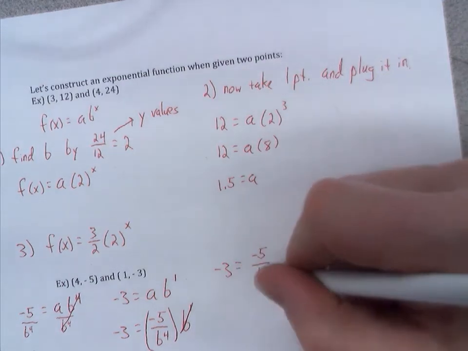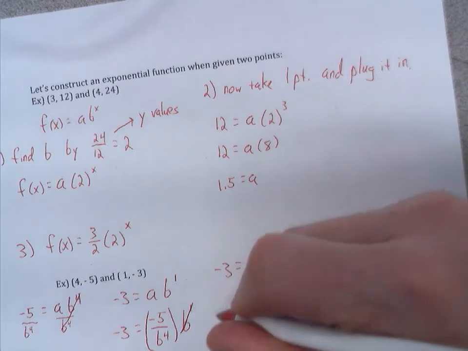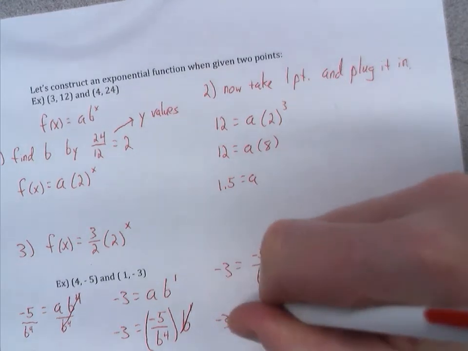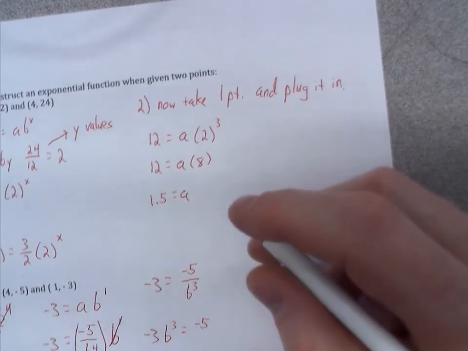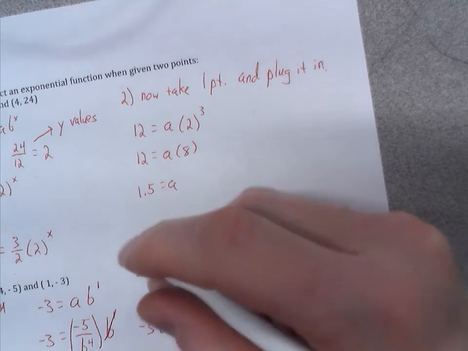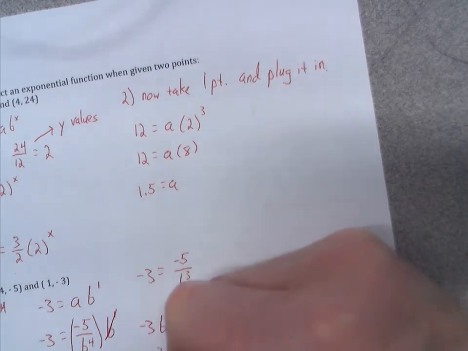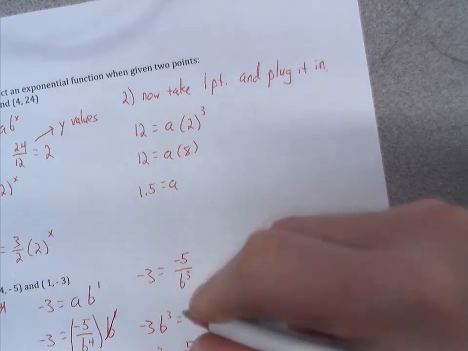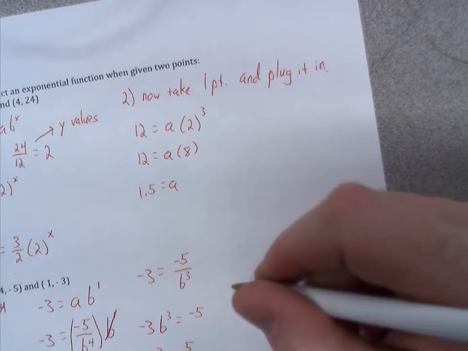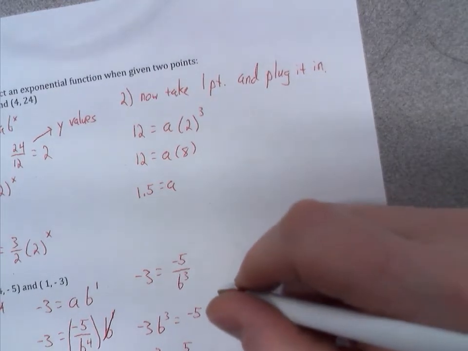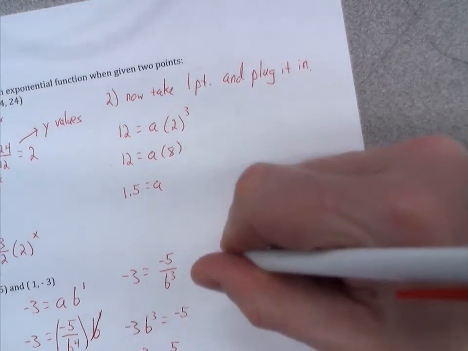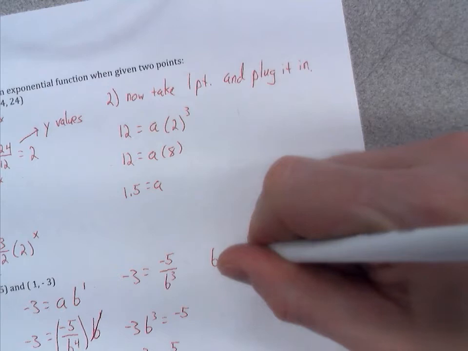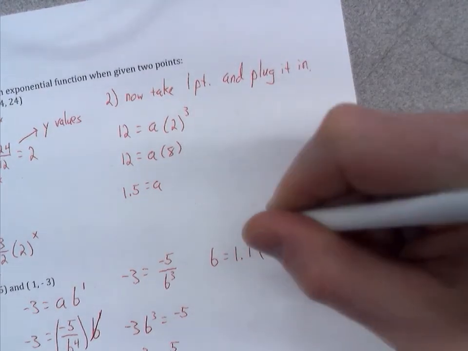I can now multiply both sides of the equation by b to the third. So I'll have -3 b to the third equals -5. And now I can divide both sides of the equation by -3. So b cubed equals 5/3, because -5 divided by -3 is just positive 5/3. And then all I need to do is take the cube root of 5/3. So b is going to equal roughly 1.19.